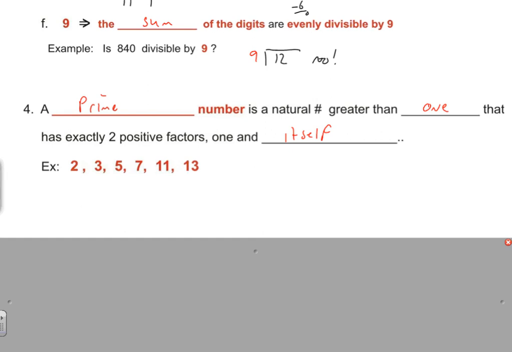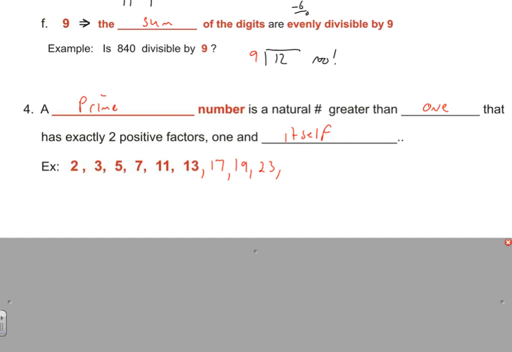So 7 is the next prime number. 8's not prime. 9's not prime. 10 is not prime. Oh, 11 is prime. 12 is not prime. 13 is prime. Do you know the next prime number? It's not 14. It's not 15. It's not 16. Oh, it is 17. What about the next one? Hopefully you're thinking 19. How about the next one? What are you thinking? How about 23?